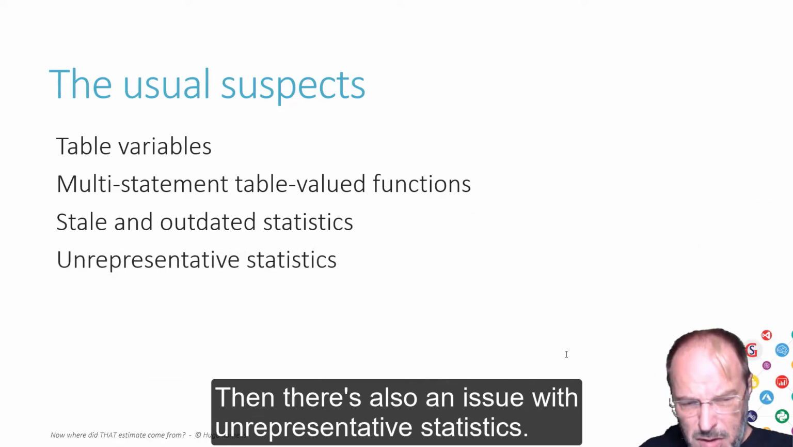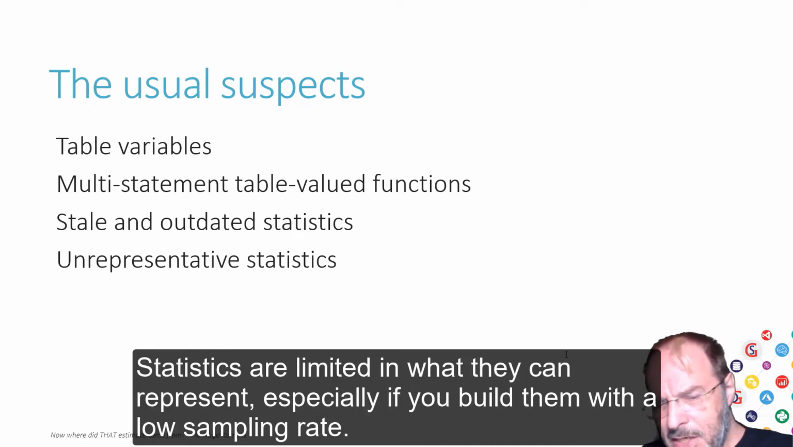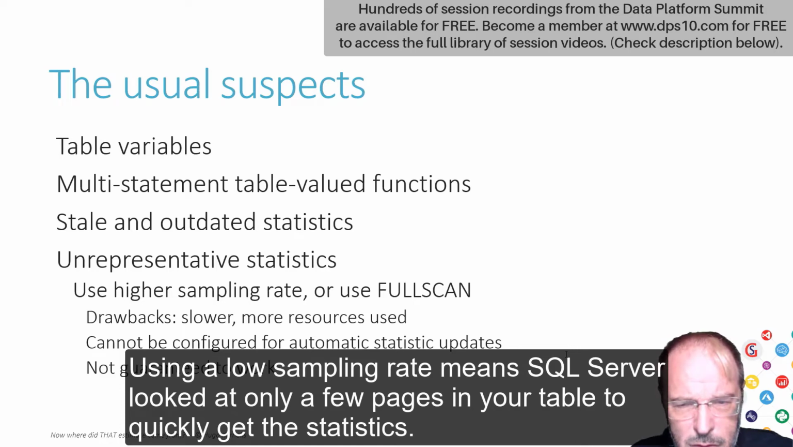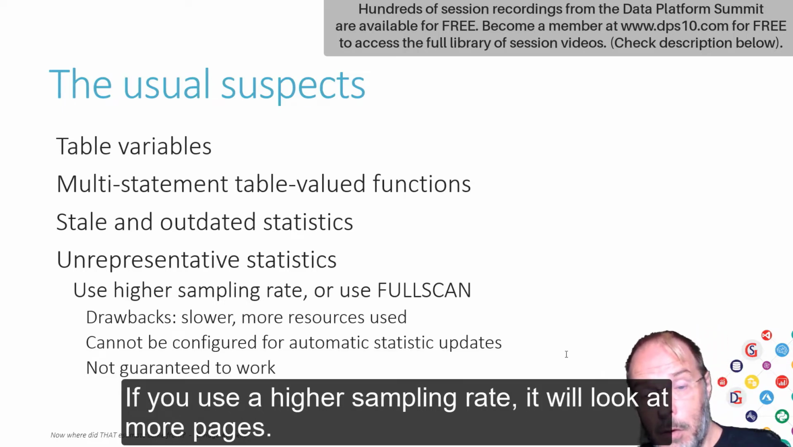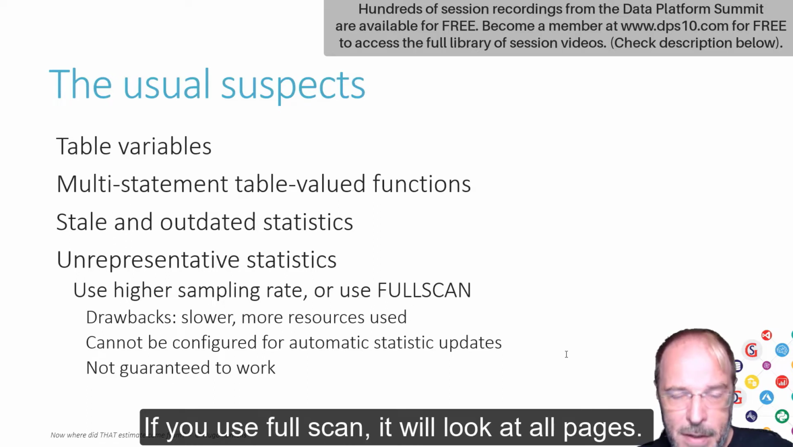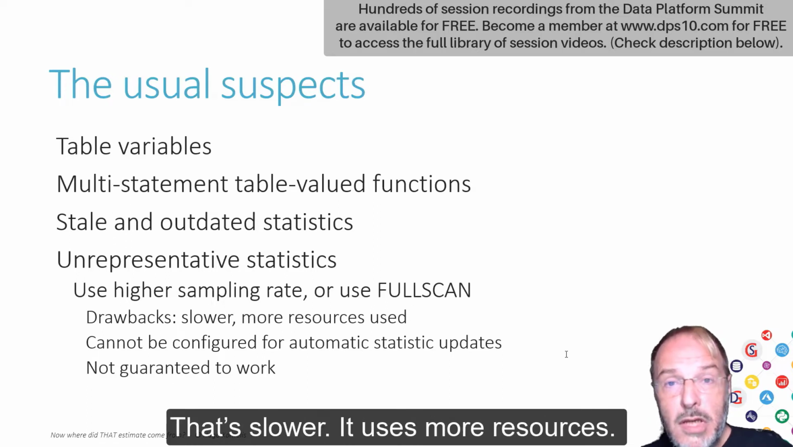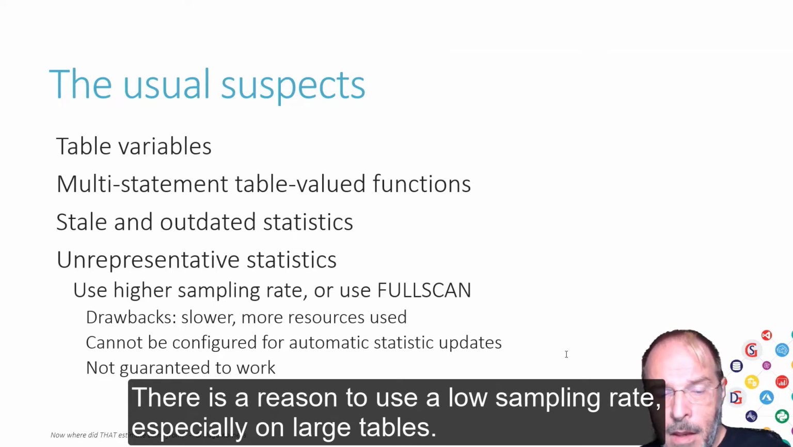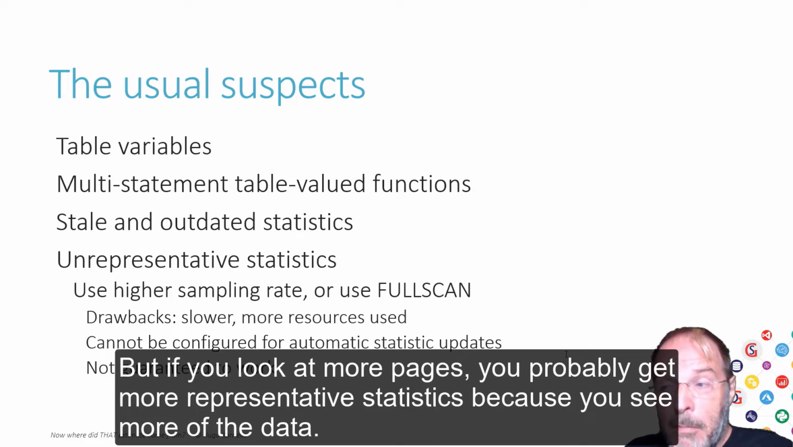Then there's also an issue with unrepresentative statistics. Statistics are limited in what they can represent, especially if you build them with a low sampling rate. Using a low sampling rate means SQL Server looked at only a few pages in your table to quickly get the statistics. If you use a higher sampling rate, it will look at more pages. If you use full scan, it will look at all pages. That's slower. It uses more resources. There is a reason to use a low sampling rate, especially on large tables. But if you look at more pages, you probably get more representative statistics because you see more of the data.